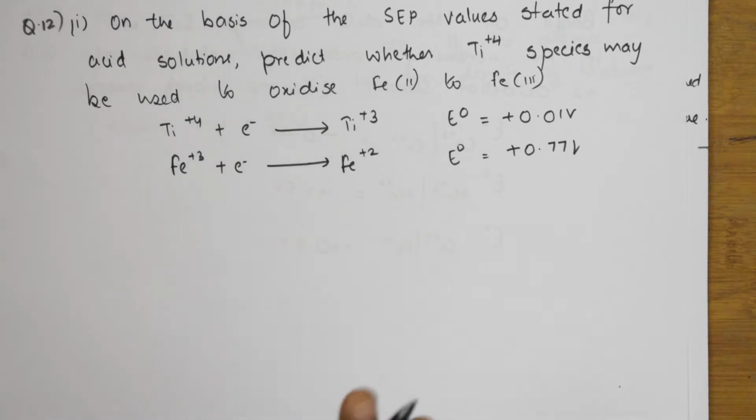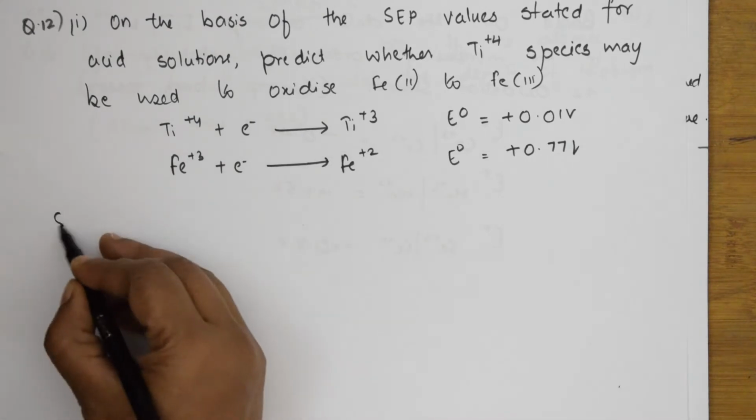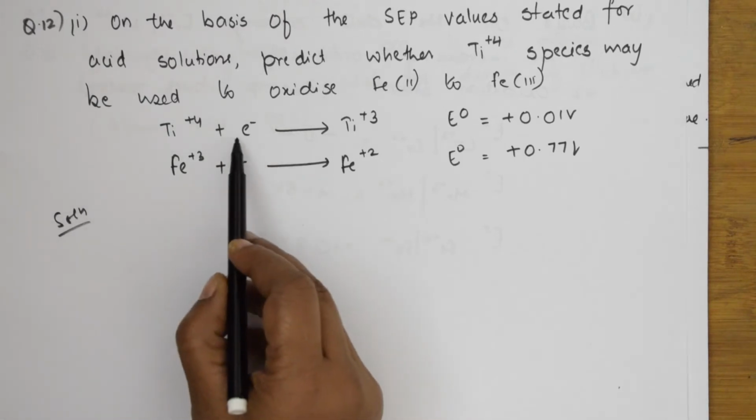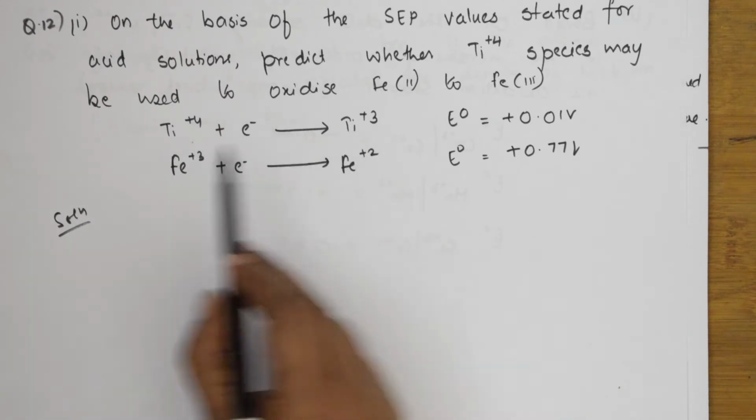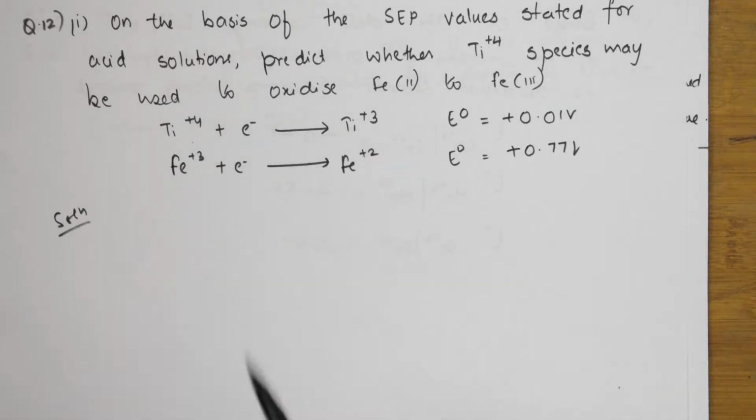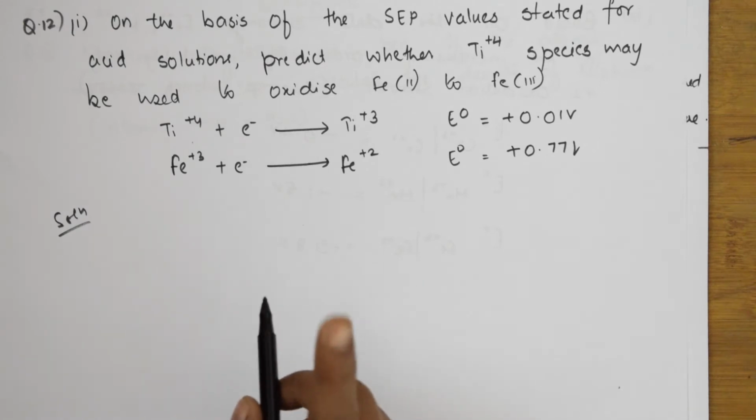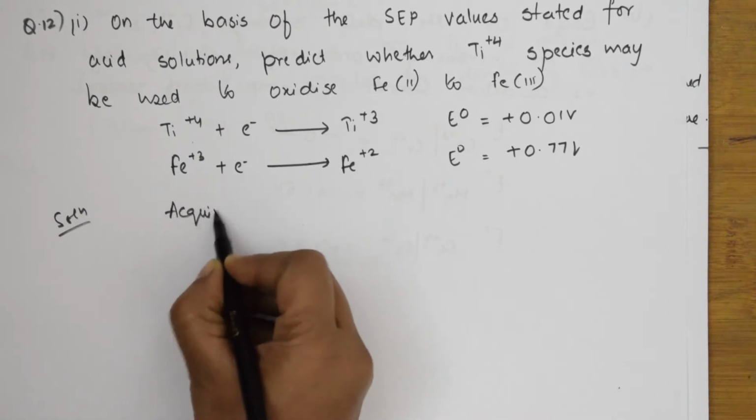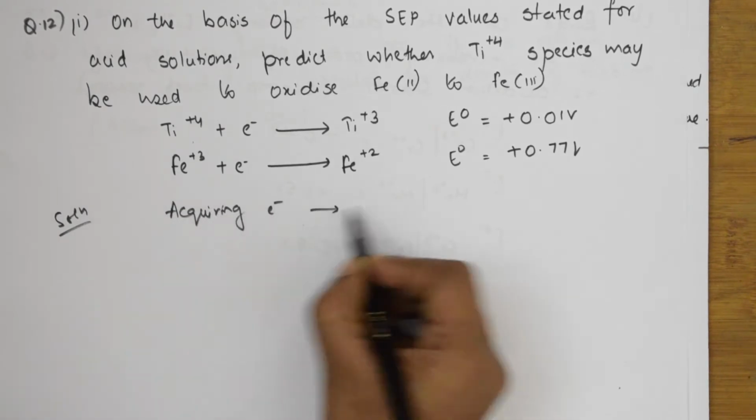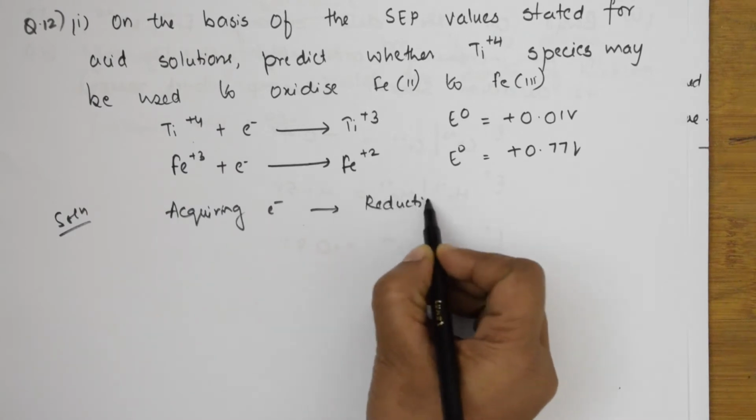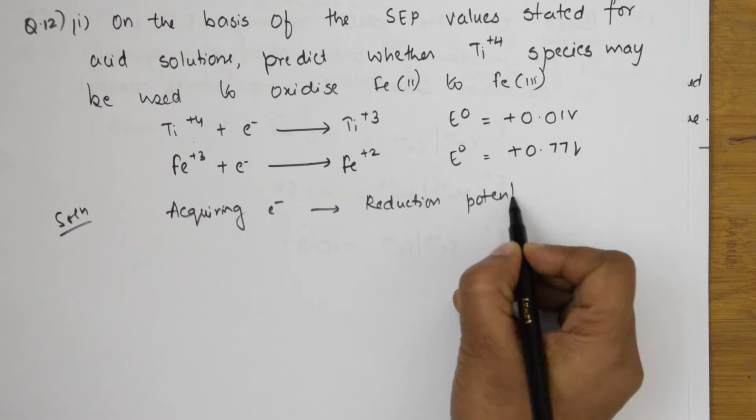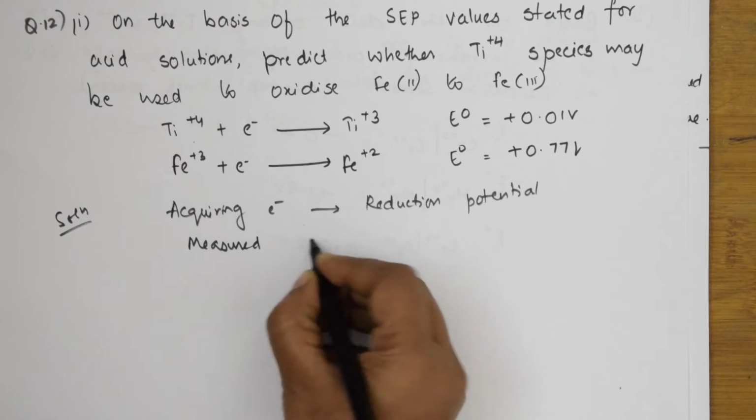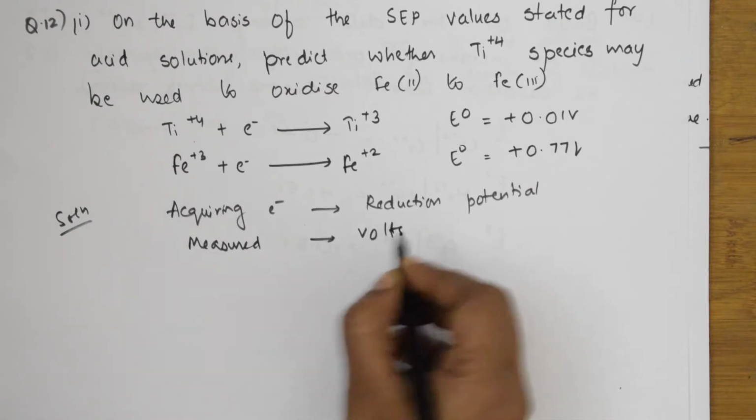First of all, when such questions are given, remember what you should analyze. Here it is accepting an electron, and with 1 electron added it becomes Ti+3. That means acquiring an electron is what is called reduction potential. Remember that first important thing: acquiring electron is called reduction potential. Okay, done. So what is it measured in? It is measured in volts. So this concept is clear, I think.